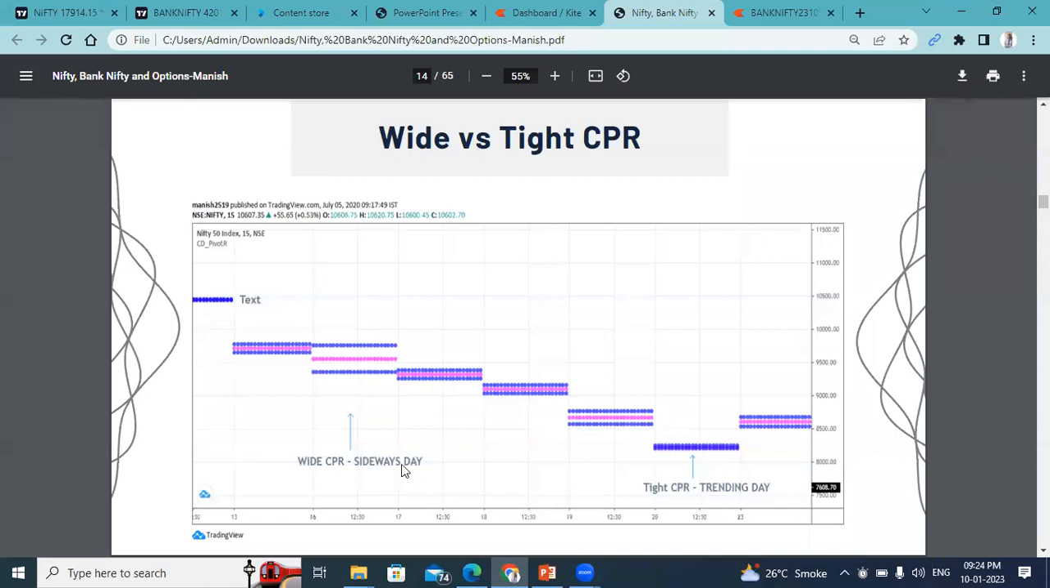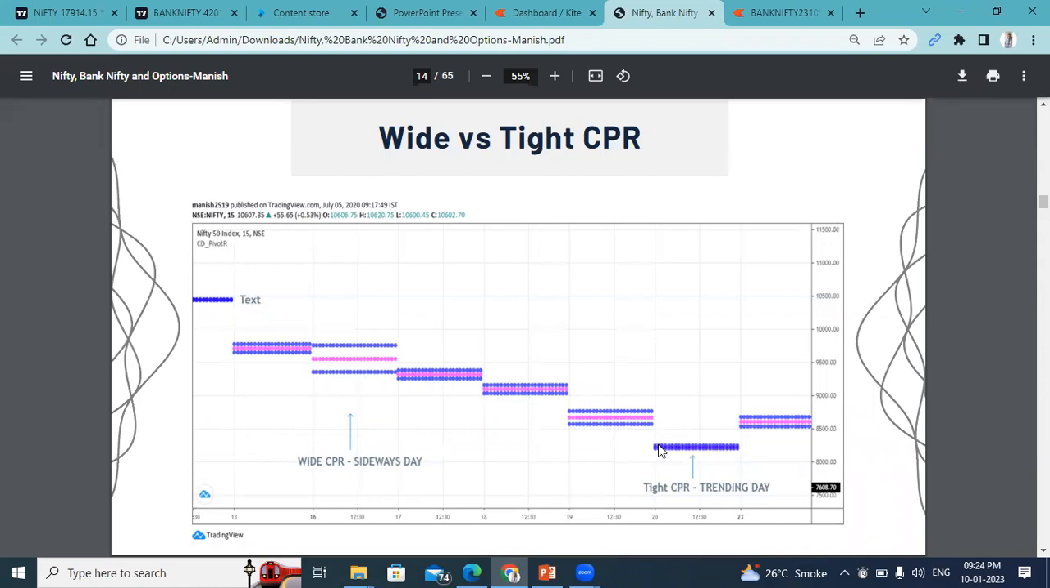So if you are an option buyer, अगर आप option buyer है, then do not buy options on wide CPR day, because options are depreciating assets. With passage of time, what happens? Call option premium, put option premium decrease. This is called time decay, theta decay. So wide CPR ke din, the strategy should be option selling strategy. So if you are an option seller, you can sell options on wide CPR day.